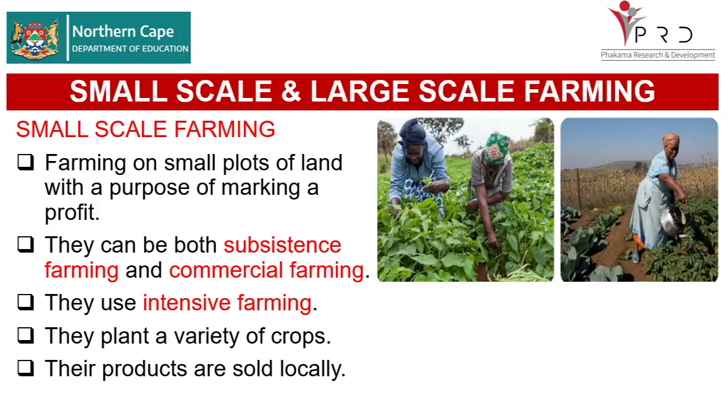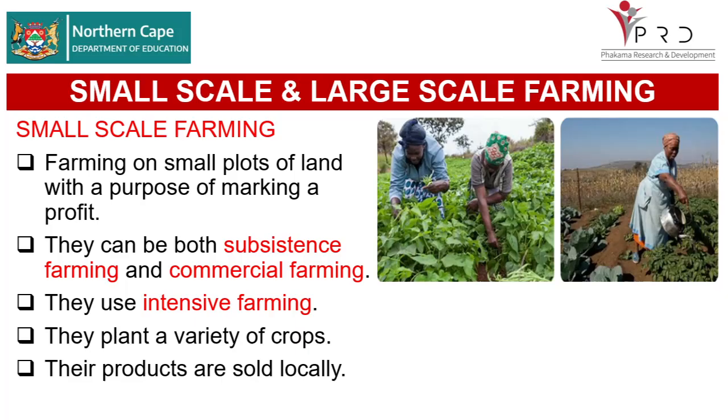Remember, then they can also be called a subsistence farming. So what is a subsistence farming now? It's someone who is farming for his or her family. Then after that, he or she can sell the surplus, but the main priority is to provide or to feed his or her family.